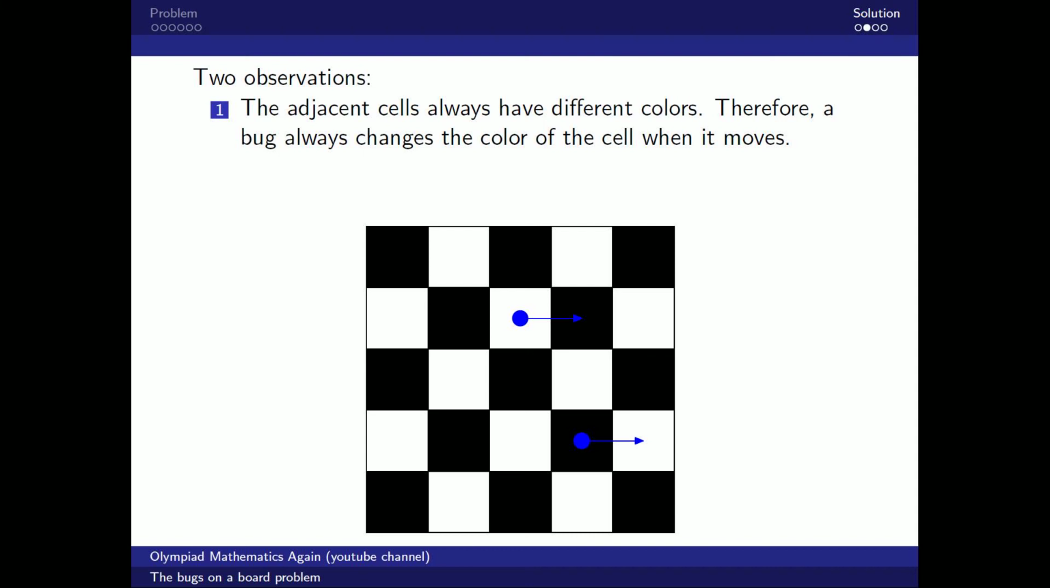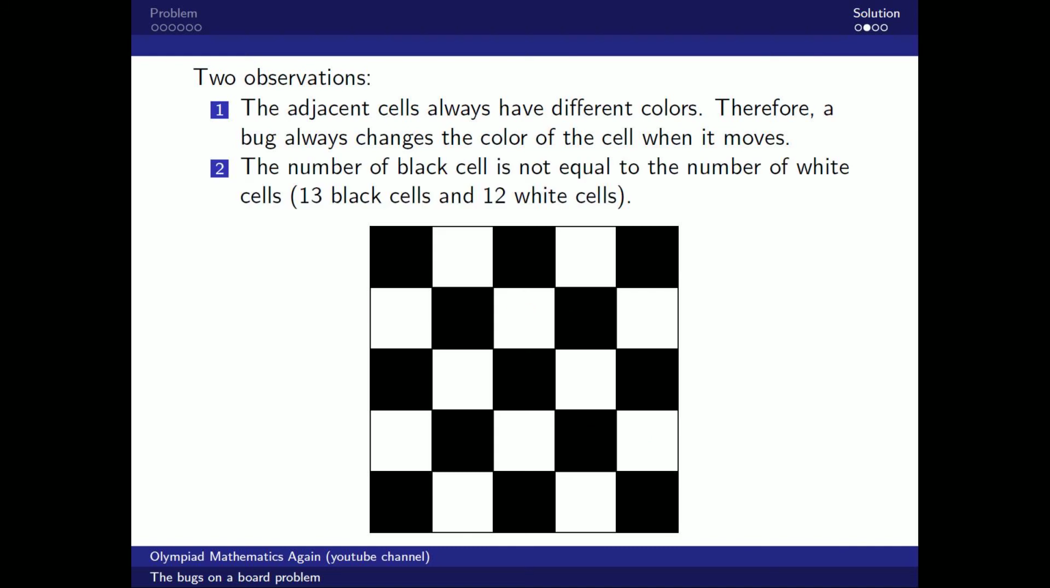Okay, so it follows from this that when a bug moves to an adjacent cell, it always changes the color of the cell. So all these 25 bugs, when they move, change the color. The second observation is that in this coloring we have 25 cells, and the number of black cells is not the same as the number of white cells. We have 13 black cells and 12 white cells.